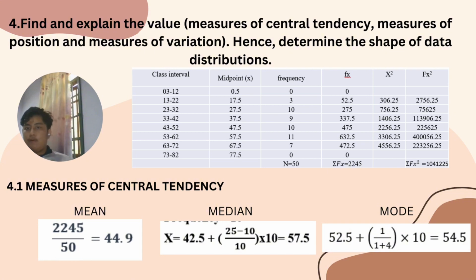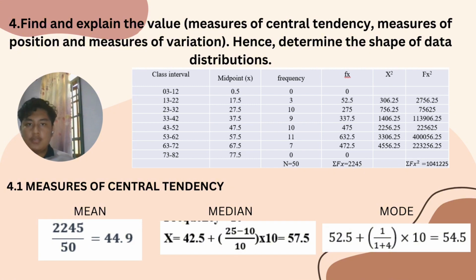And the formula is LM, that is the lower class boundary of the median class, plus (25 minus 10) divided by 10, times 10, and you will get 57.5.